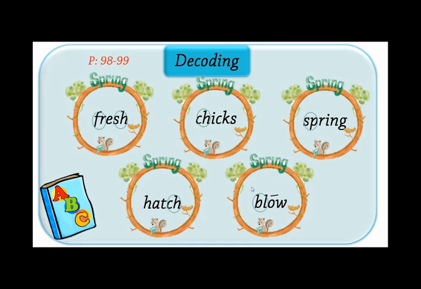Now I go back to the beginning. I want you to read them after me quickly. Fr, ash, fresh. Ch, x, chicks. Sp, ring, spring. Are you reading with me? I guess yes. Ha, ch, hatch. Bl, o, blow. That's great. We finished the blending step.